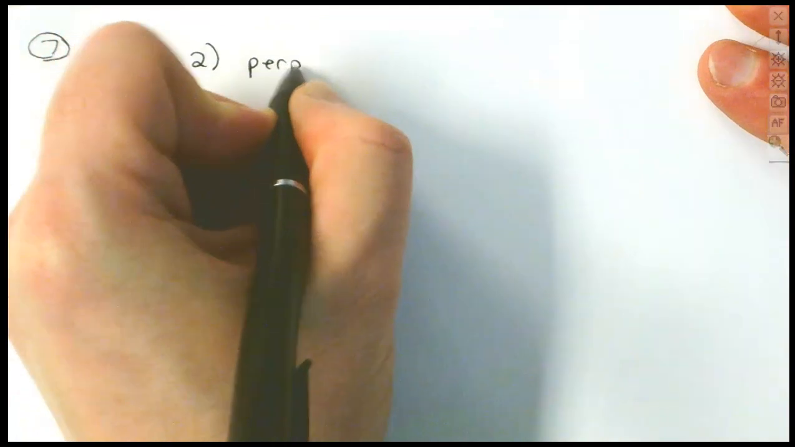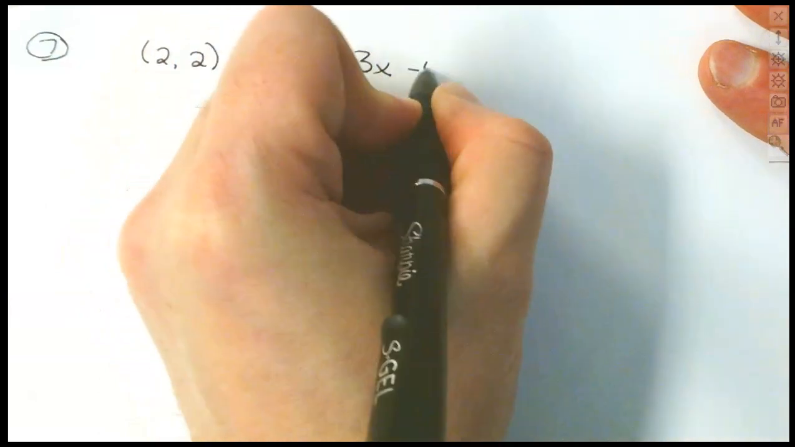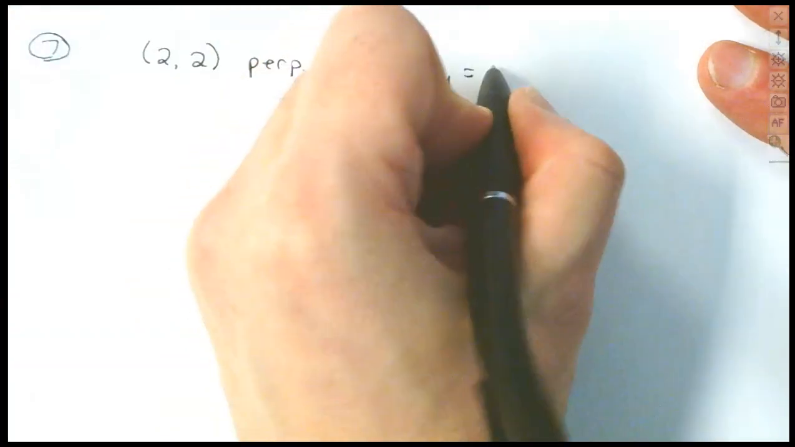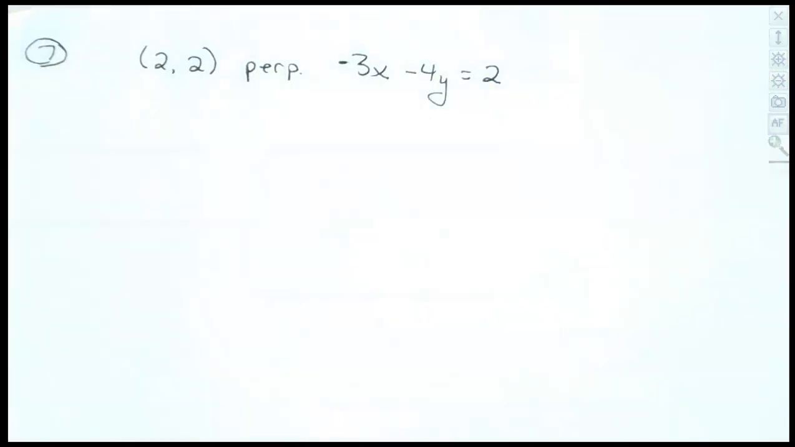It's just that in question 7, we want it to be perpendicular. So we're going to go through the exact same process for question 7. But when we work with our slope, we're going to have to flip it over and change our sign. So for question 7, we've got this point 2, 2, and we want it to be perpendicular to minus 3x minus 4y equals 2.